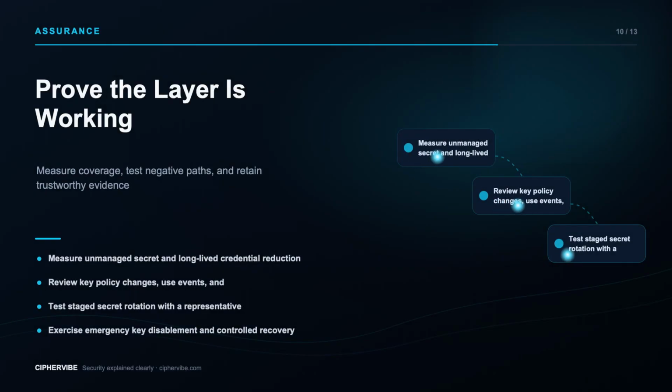A configuration screen is not assurance. Collect evidence that the intended control applies to the correct scope and that violations become visible. First, measure unmanaged secret and long-lived credential reduction. Second, review key policy changes, use events, and denied actions. Third, test staged secret rotation with a representative application. Fourth, exercise emergency key disablement and controlled recovery. Test both normal activity and a safe negative case in an authorized environment. Record the expected decision, the evidence location, the owner who reviews exceptions, and the rollback method. Repeat after platform changes, new integrations, or major shifts in business use.